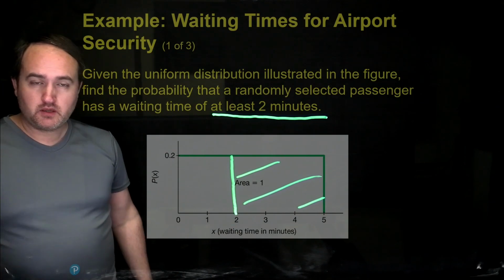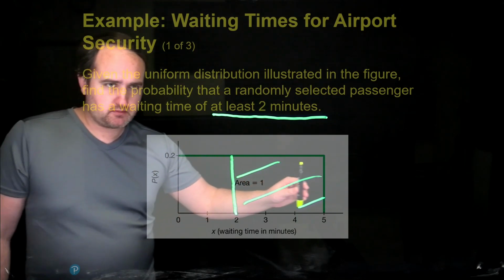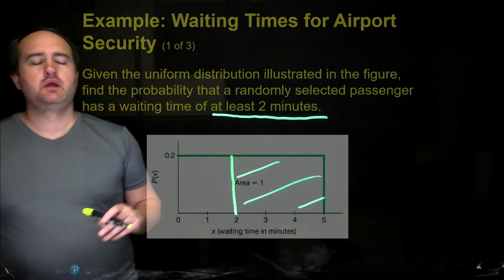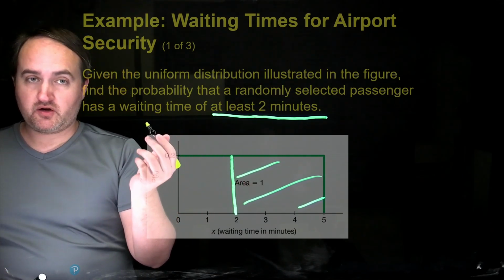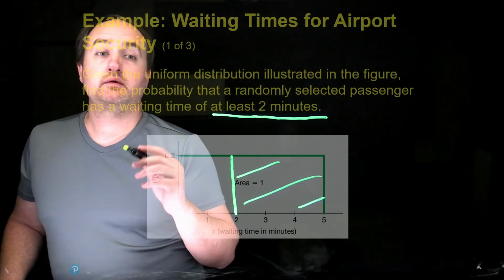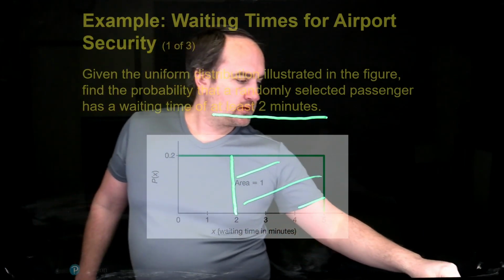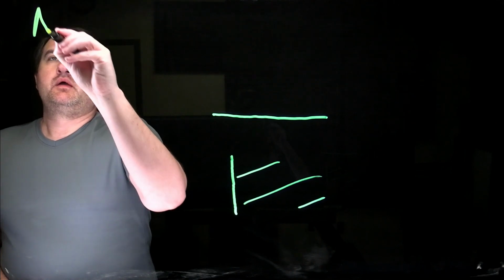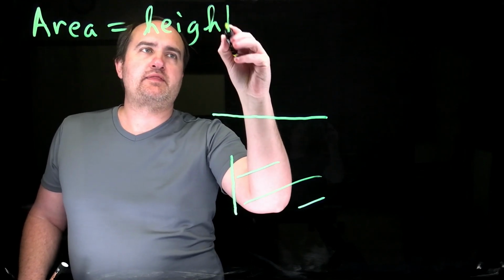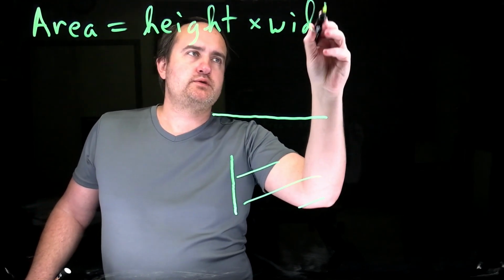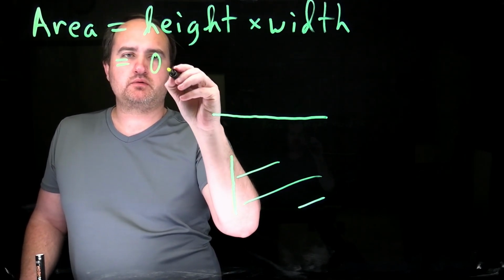So how do we do that? Well, we've already calculated that the height is 0.2, and that's not going to change. The height is constant throughout this. So in order to answer their question, we just use the formula for the area of a rectangle. So area equals height times width. We already calculated that the height is 0.2, and then we can figure out the width by just looking at the picture.